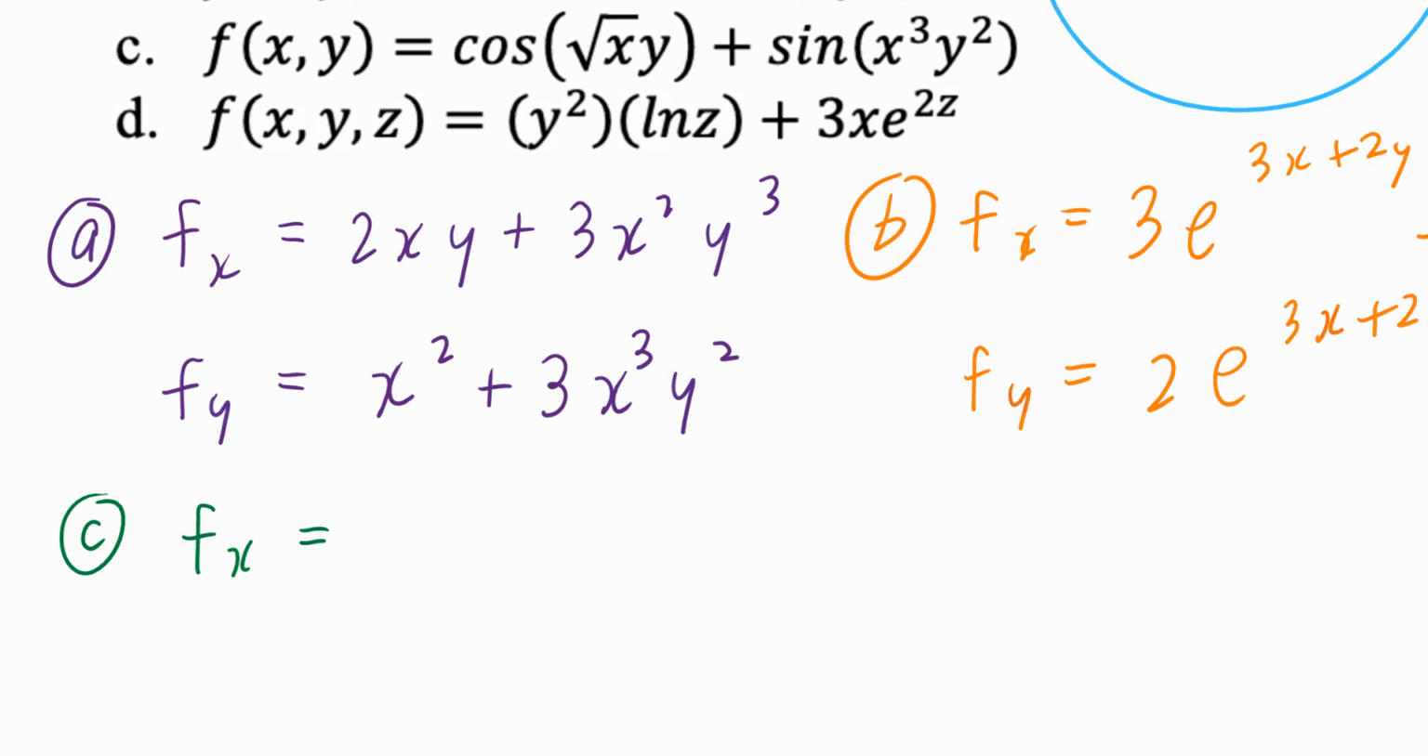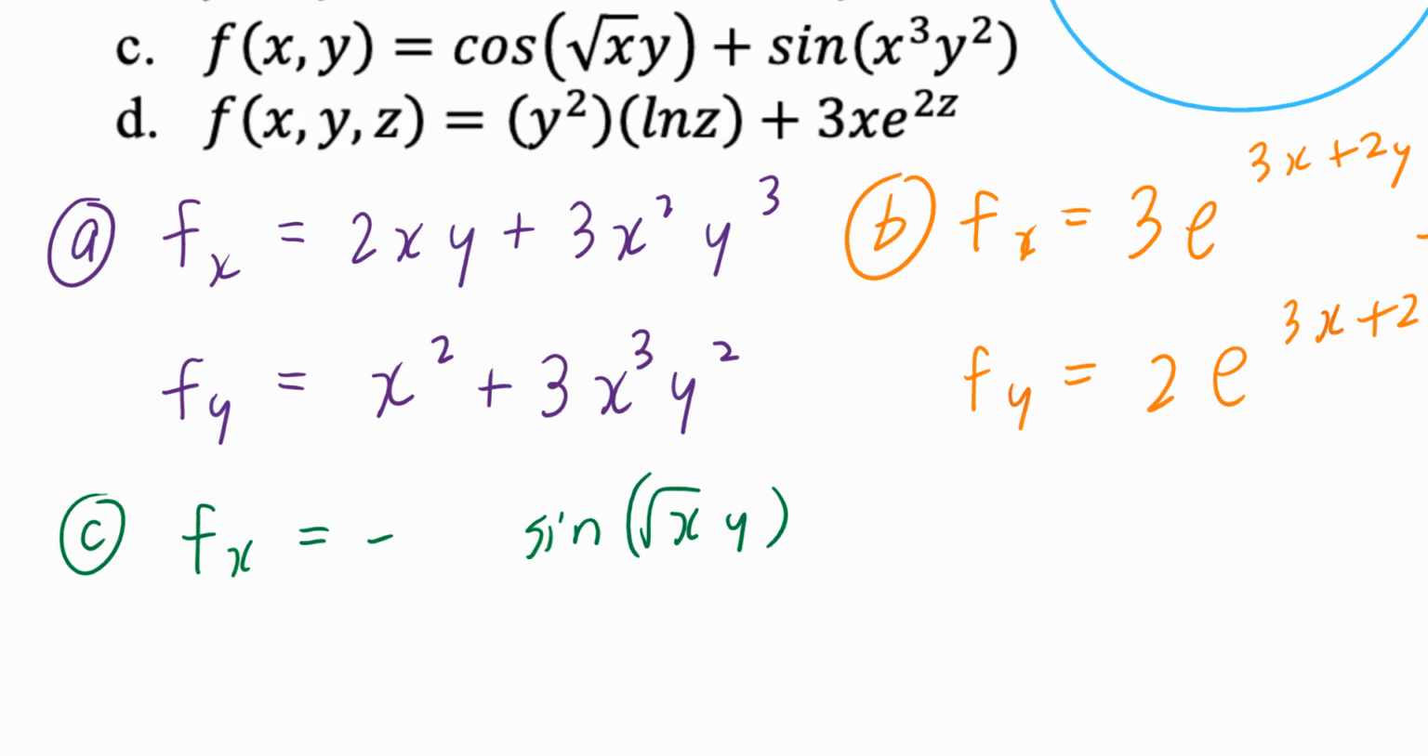When you take the derivative of cosine, that's going to be negative sine. So again, negative sine of root x times y. And now you multiply by the derivative of the square root of x times y.